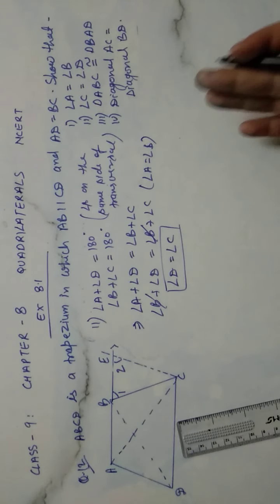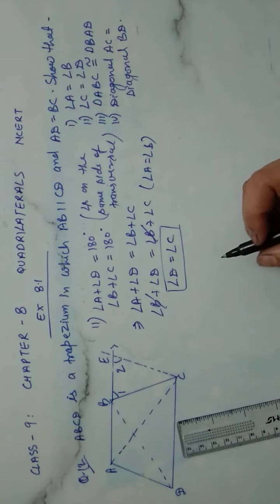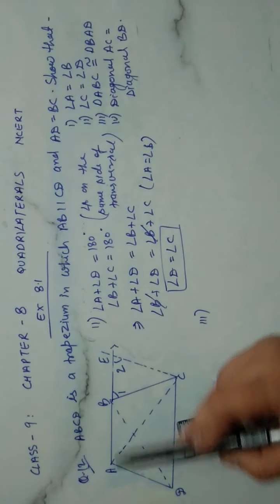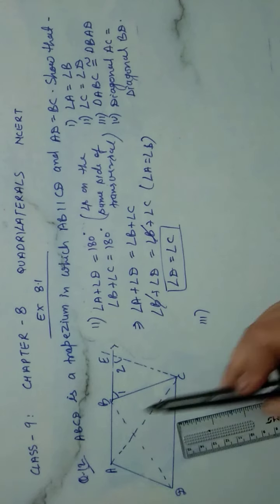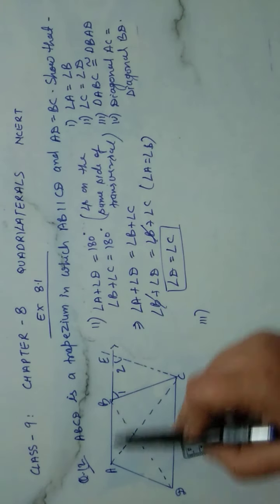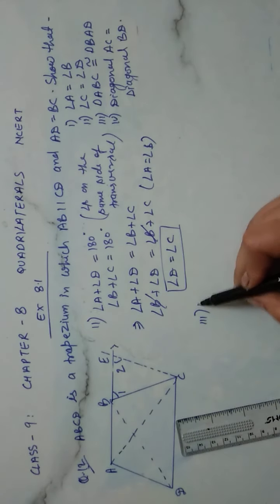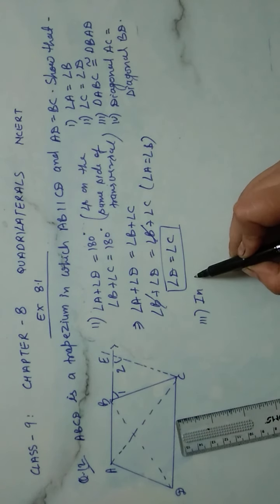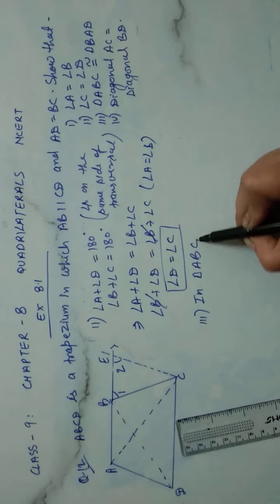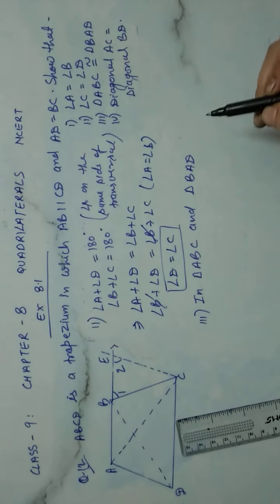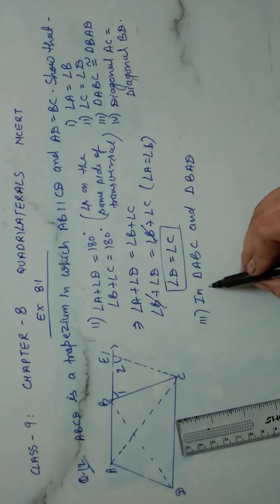Now we need to prove our third point. Which point do we have to prove now? Third point, that is we need to prove triangle ABC is congruent to triangle BAD. This portion, this triangle ABC, congruent to ABD. Now see how we will prove it. We will take these two triangles: triangle ABC and triangle BAD.